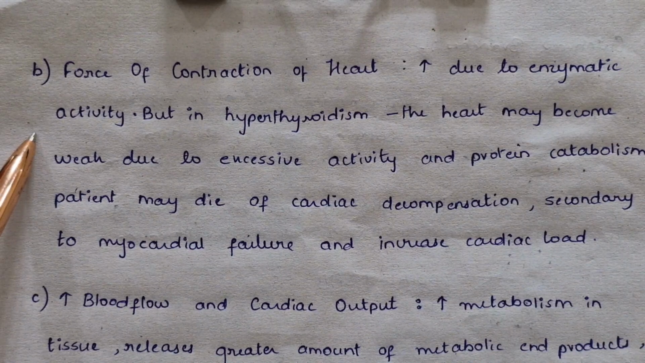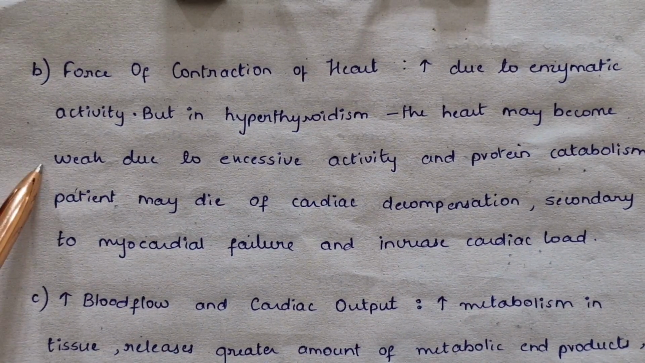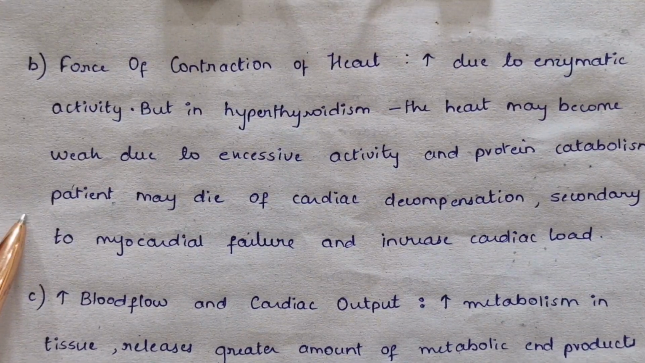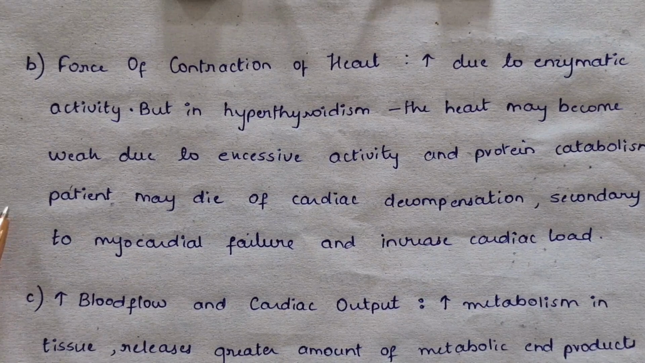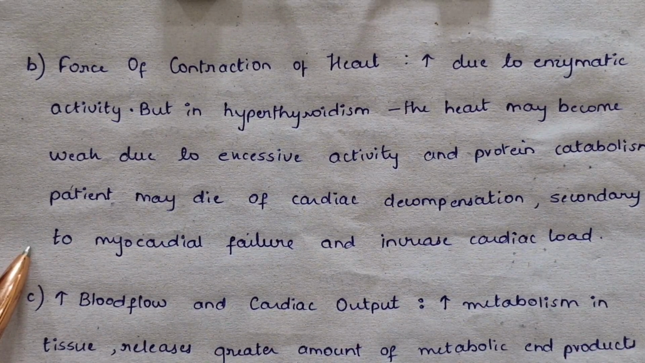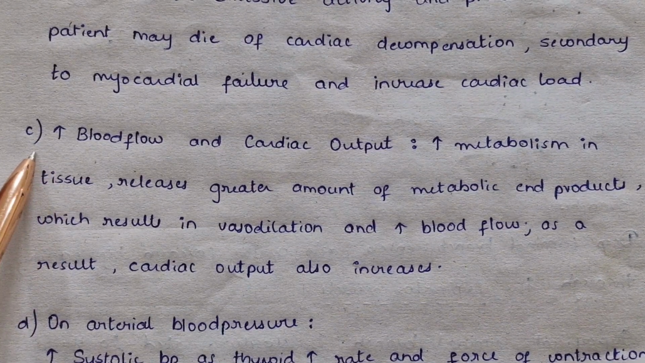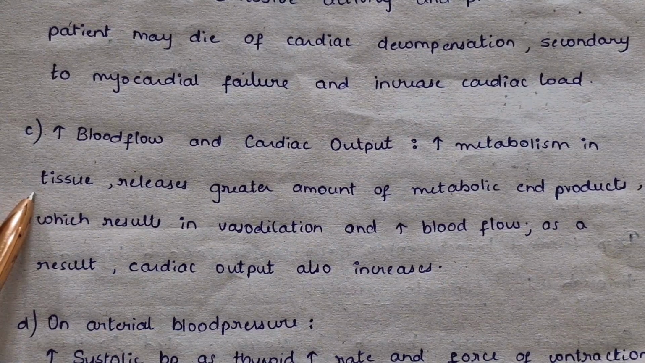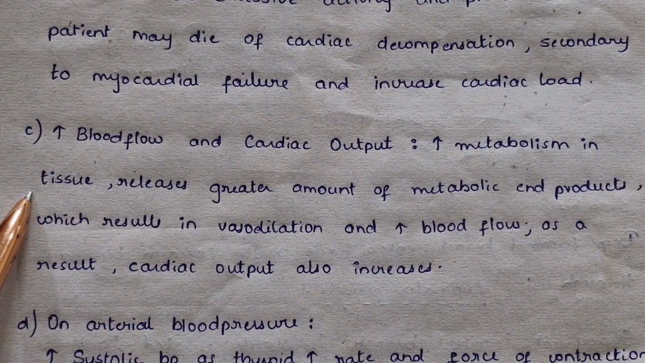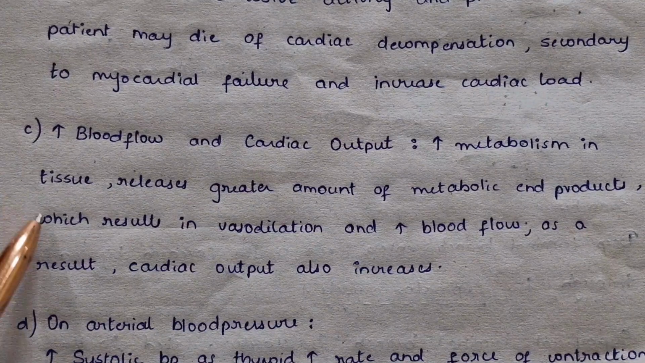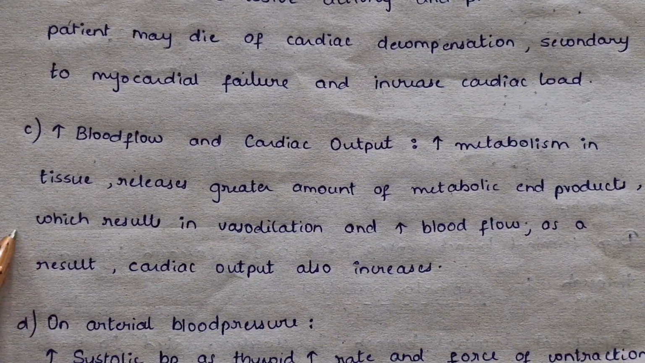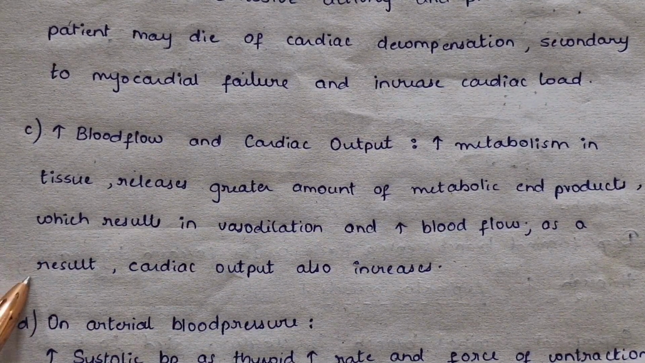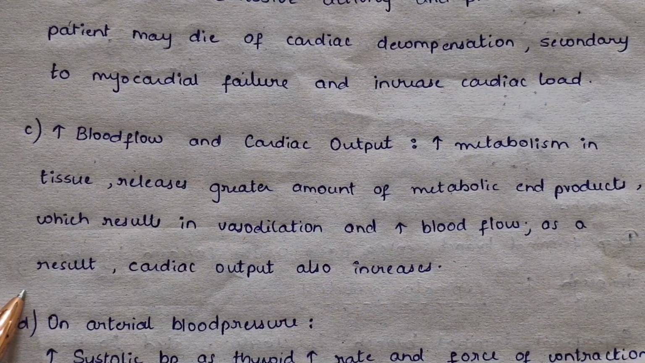But in hyperthyroidism, the heart may become weak due to excessive activity and protein catabolism. The patient may die of cardiac decompensation secondary to myocardial failure and increased cardiac load. Thirdly, it increases the blood flow and the cardiac output by increasing the metabolism in the tissues, which releases a greater amount of metabolic end products, which results in vasodilation and increases the blood flow. As a result, the cardiac output also increases.